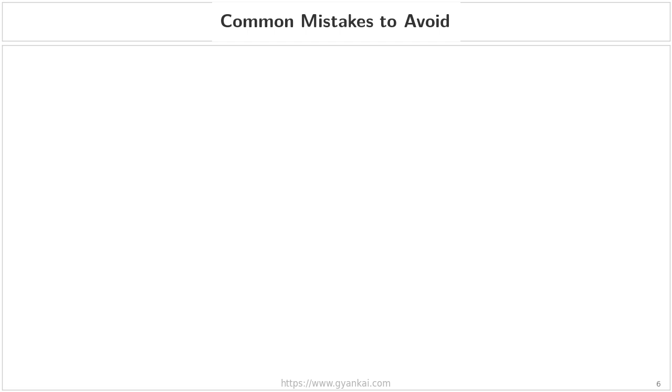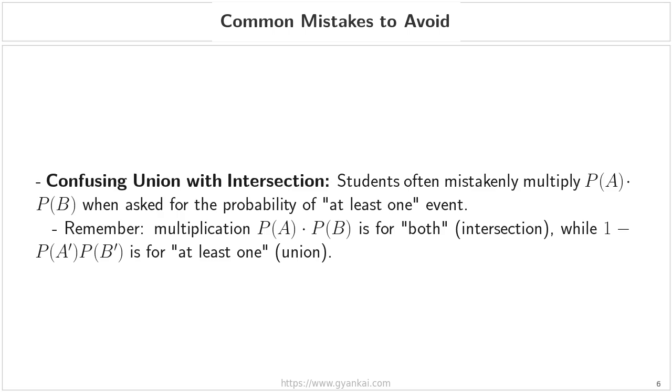Common mistakes to avoid. Now that we have seen how to apply the complementary approach in our example, I want to pause and discuss some common pitfalls. Even when you understand the logic, it is very easy to fall into certain traps during an exam. First, watch out for confusing the union with the intersection. A very common mistake is to simply multiply the probability of event A and the probability of event B when a question asks for the probability of at least one event occurring.